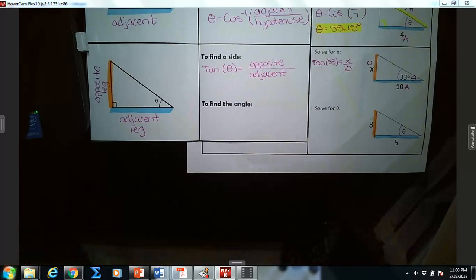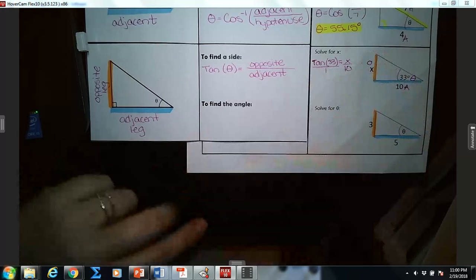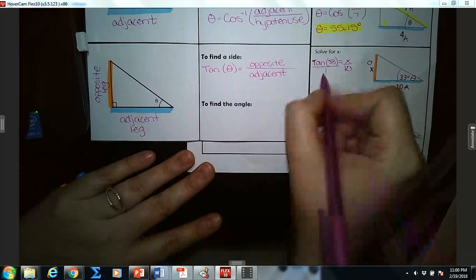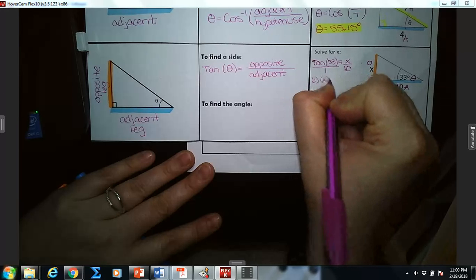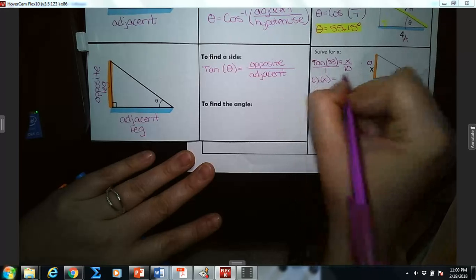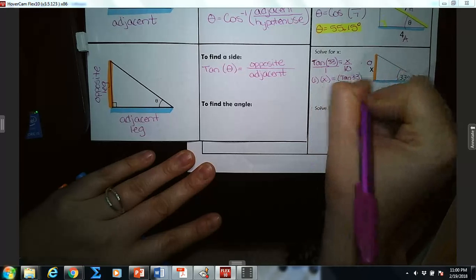In order to solve, I recommend that you cross multiply. So put a 1 in, and let's cross multiply. This would be 1 times x equals tangent 33 times 10.